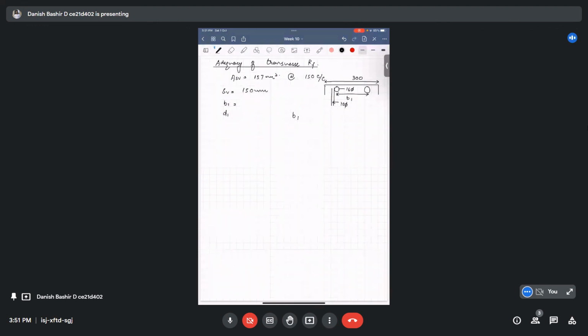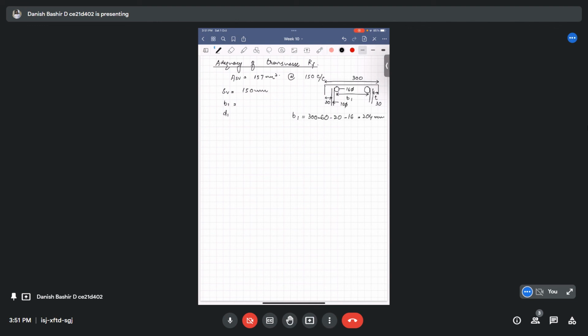You will get b1 as follows: both clear covers we provided are 30. I told you all these details. So b1 is 300 minus 30, 30, that is 60, minus the two stirrup diameters of 10, that is 20, and you have to deduct one bar diameter, 16. You will get 204 mm.